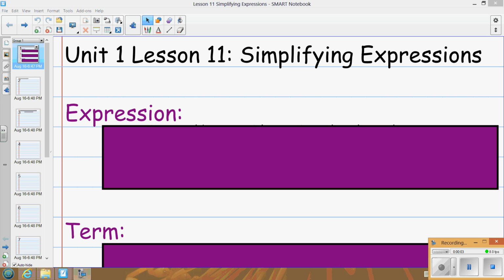Lesson 11 focuses on simplifying expressions. So this is the last lesson in Unit 1. We're just going to begin looking at some algebraic terms and how to simplify them. So first thing you need to know is what an expression is.